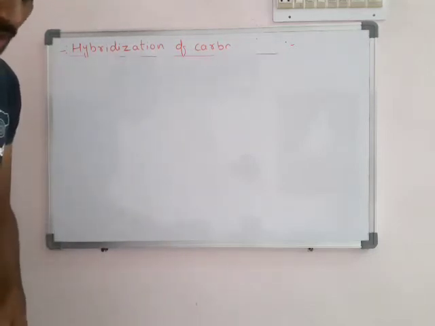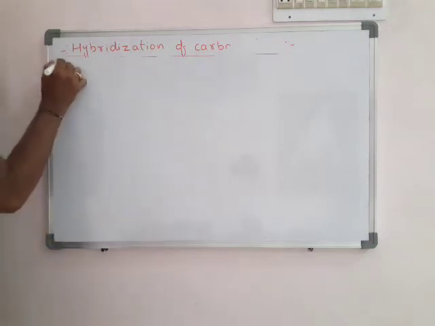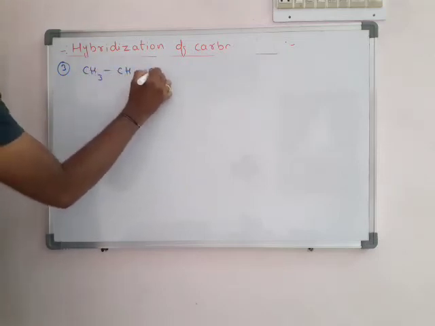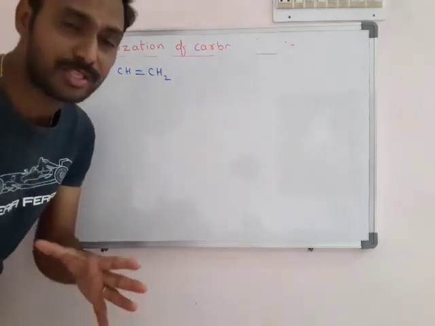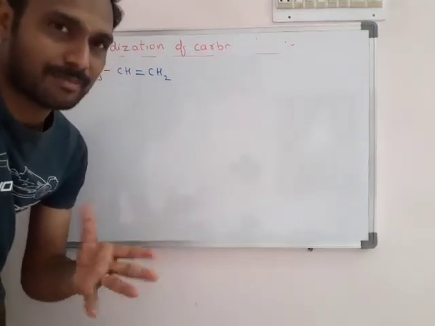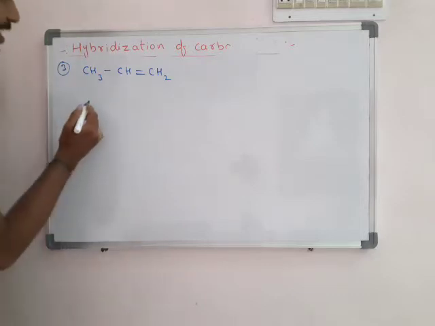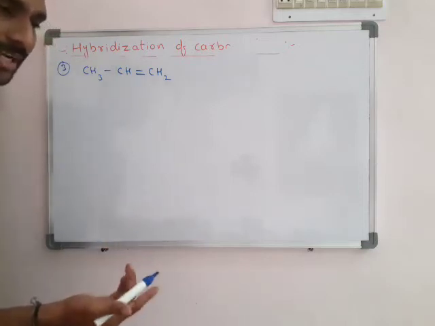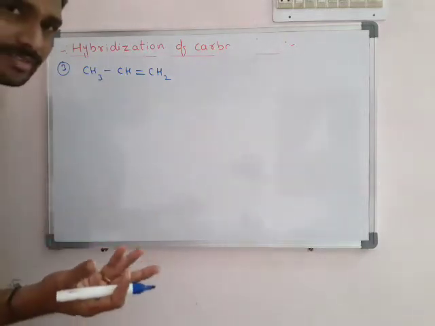Now we see some different compounds: CH3, CH double bond CH2. No need to give the name, as naming is a separate topic and a bigger one; it is not necessary right now. Now see, expand this formula. We expand it so that we can count the sigma bonds, and the 3 hydrogens are attached to the carbon through sigma bonds.